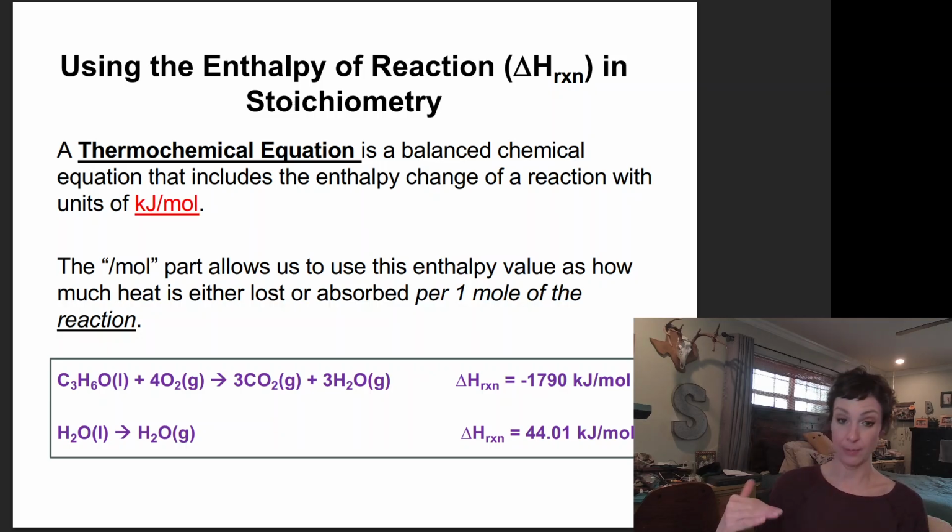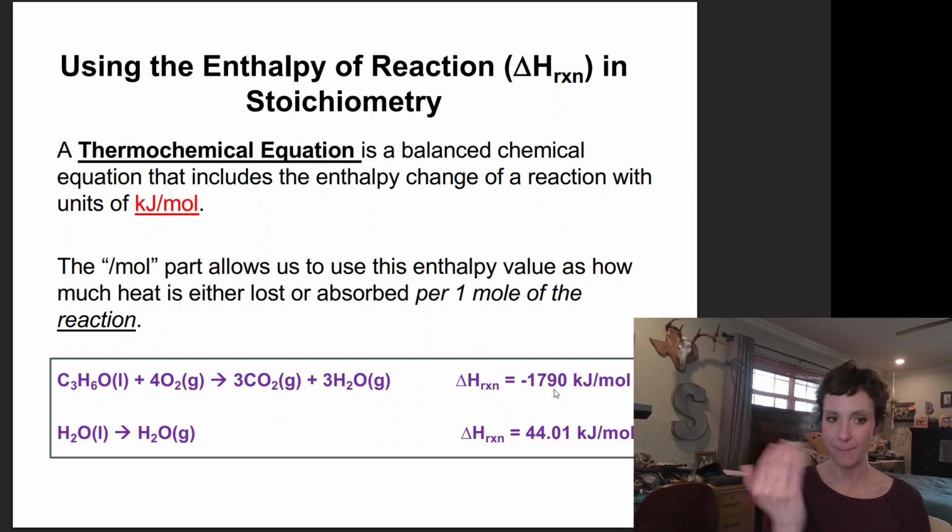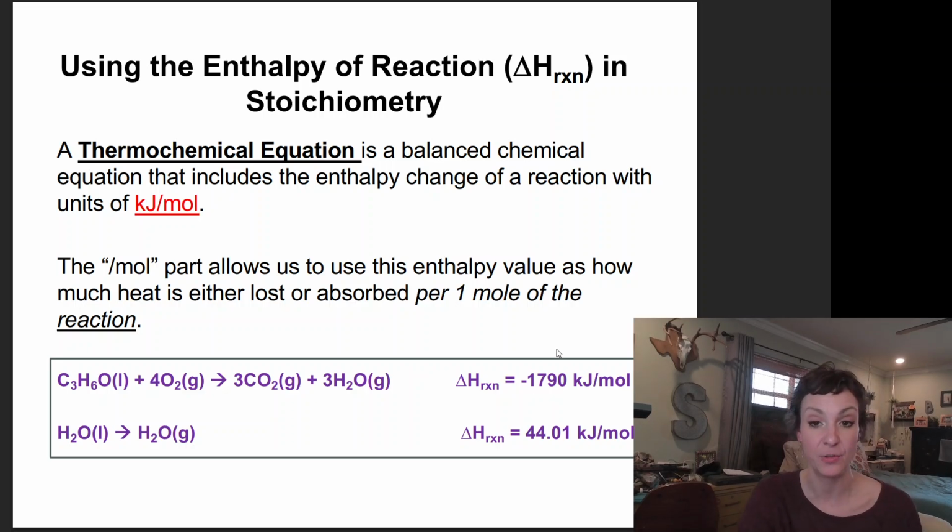You're like, what is she talking about? What mole of the reaction? So here's an example of a combustion reaction, okay? So this is one reaction, yes? One reaction is 1 mole of the reaction, okay? So for every one of these that I run through, it's going to release, I'm saying release because it's a negative, 1,790 kilojoules, okay? If I did 2 of these reactions, it would release double that. For every one reaction as it is balanced, that is the value, that enthalpy of reaction value. That's why it's kilojoules per mole, technically.